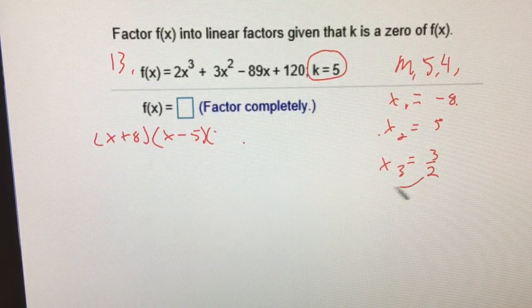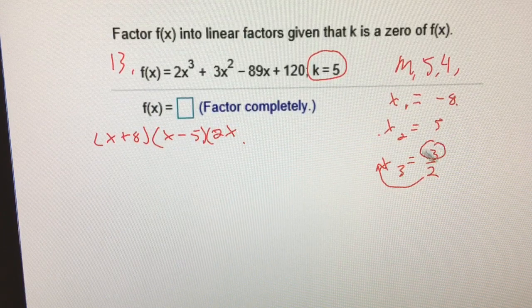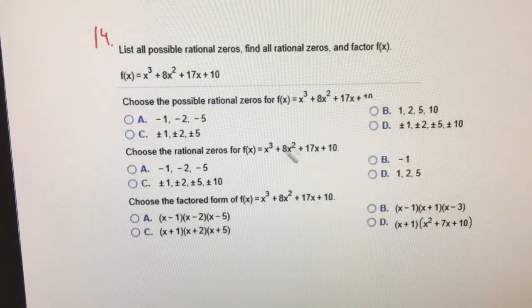And then this is going to be a little tricky. I have to multiply by 2. That would give me 2x. And then the opposite of plus 3 would be minus 3. So there's my 3 factors.